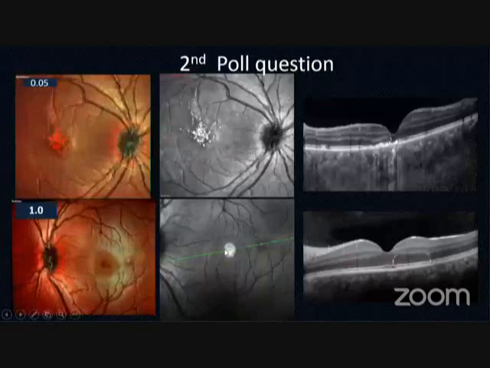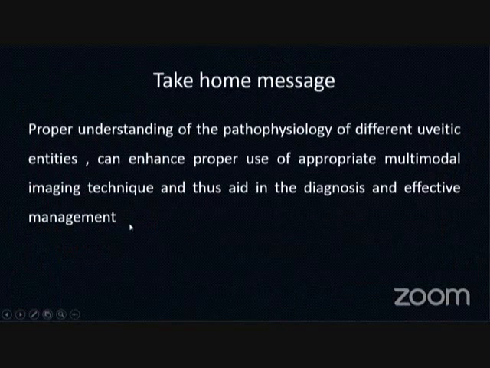Okay, so my final slide is the take-home message, and I would just like to convey the message that proper understanding of the pathophysiology of different uveitic entities can enhance proper use of the appropriate multimodal imaging techniques. These machines are all over the place, and we can play with them and find out more about the diseases we're treating. And whenever you have a clue, you can know which kind of multimodal imaging you would use for that kind of disease, and this would help you actually diagnose, follow up, and effectively manage your patients. Thank you.